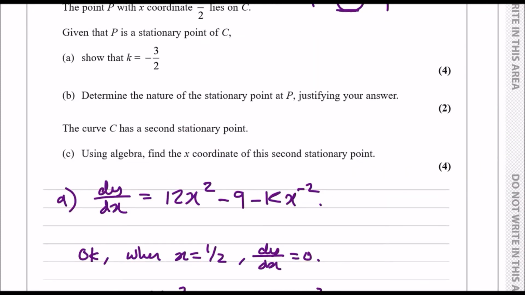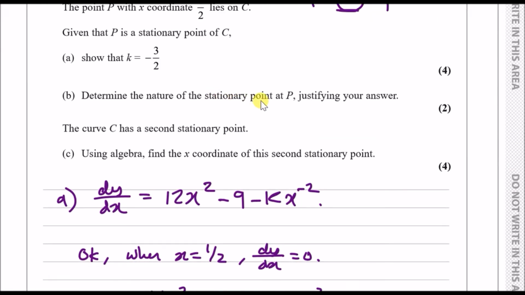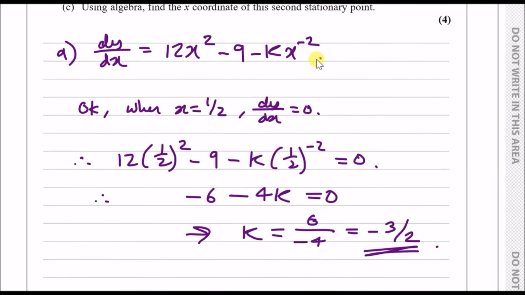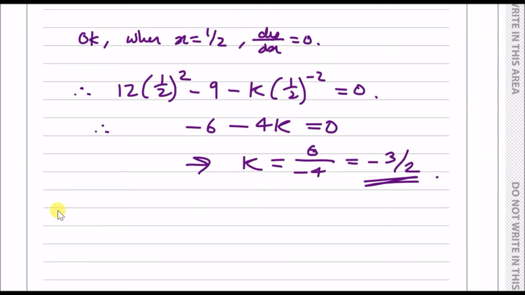Now for part B, we need to determine the nature of that stationary point at P. In other words, we need to find the second derivative and check if it's greater or less than 0 at x equals a half. So let's do that right now, guys. Let's get the second derivative. Now for part B, we can say the second derivative is d2y over dx squared.